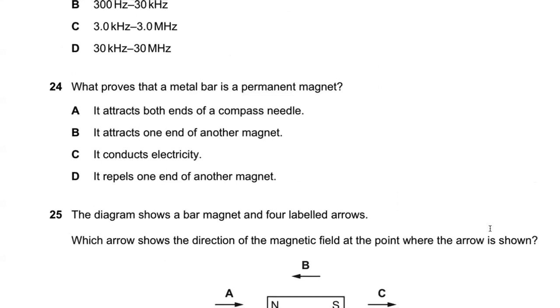24, what proves that a metal bar is a permanent magnet? So for a permanent magnet, the test is repulsion, right? Because temporary magnets are always going to attract, but a permanent magnet is going to repel.